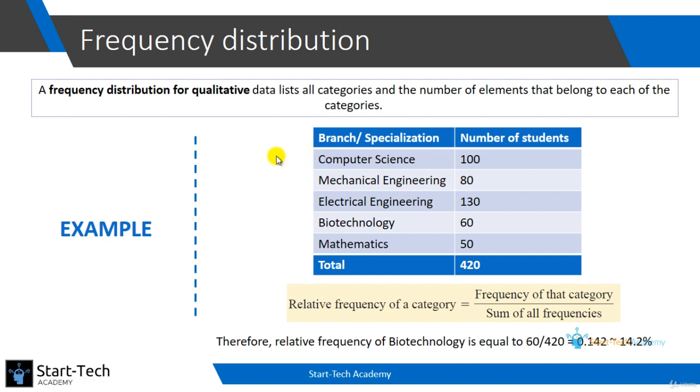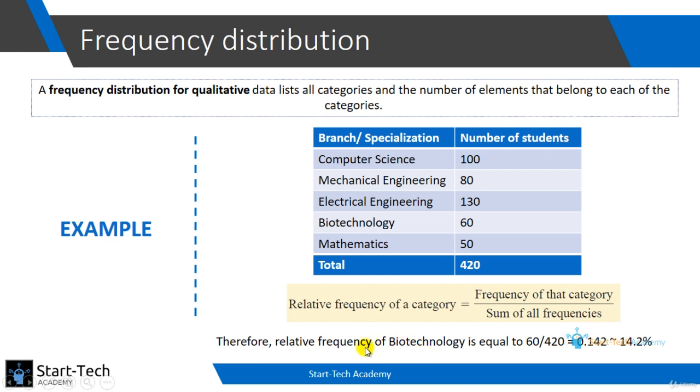So the raw data would be student name, in front of that is written the branch to which that student belongs, and we have this list for 420 students, and we summarize that data as how many students belong to each group. Once we have assigned these frequencies, we can also find out the relative frequency of each category by using this formula, that is frequency of that category divided by sum of all frequencies.